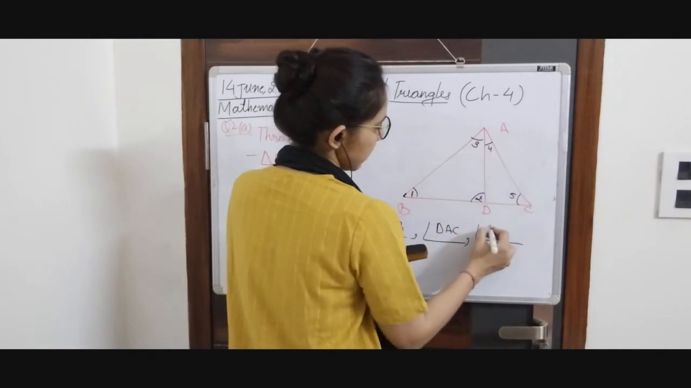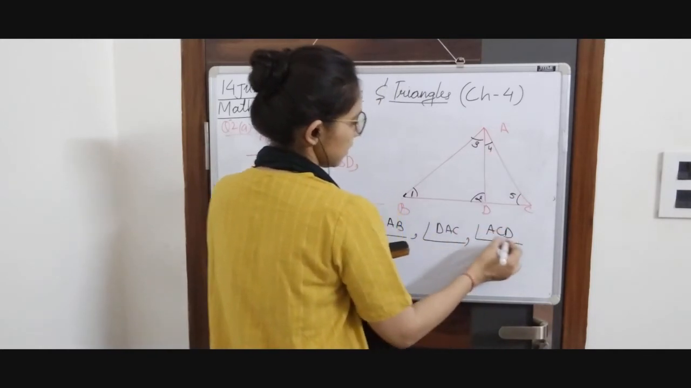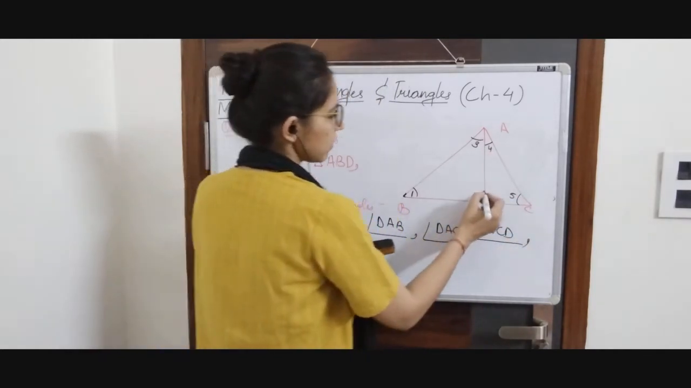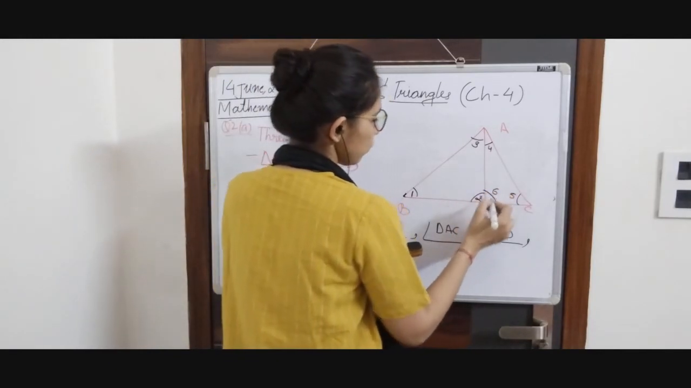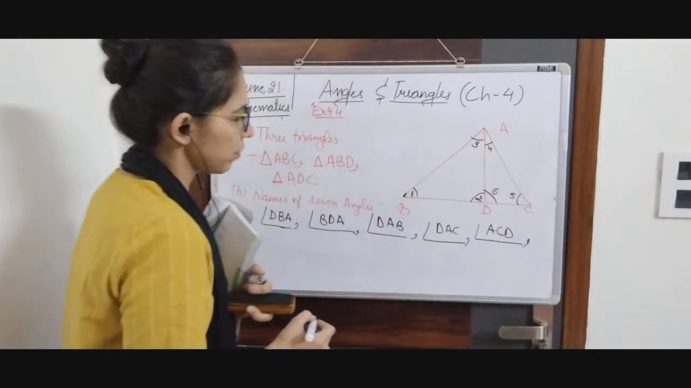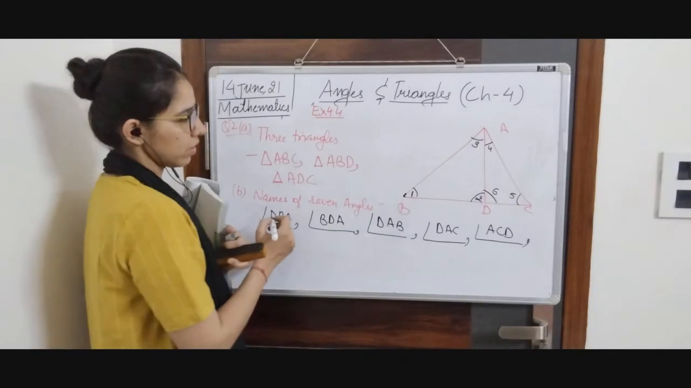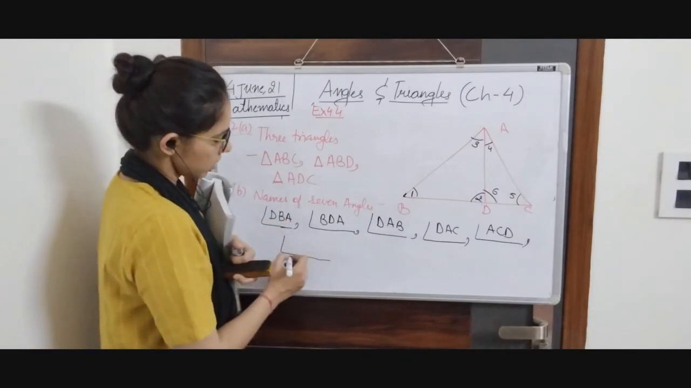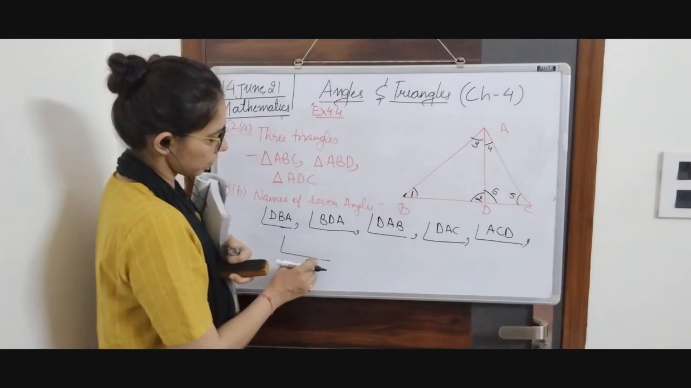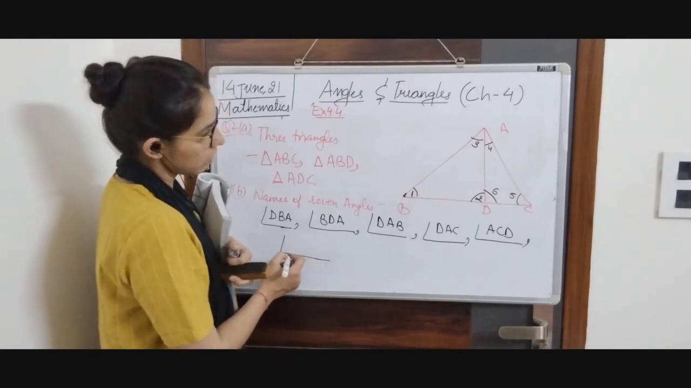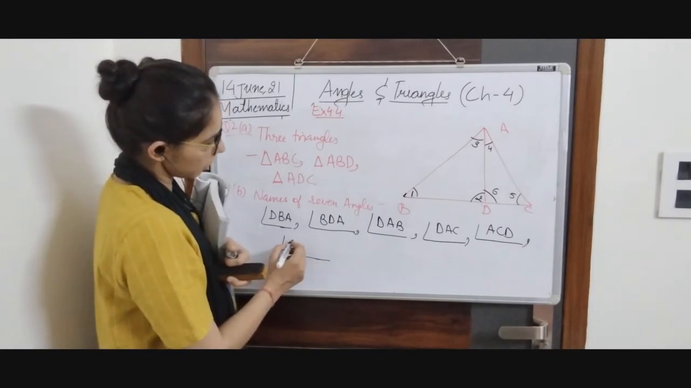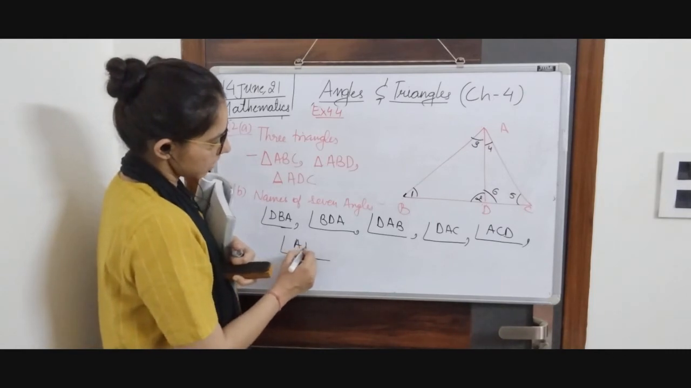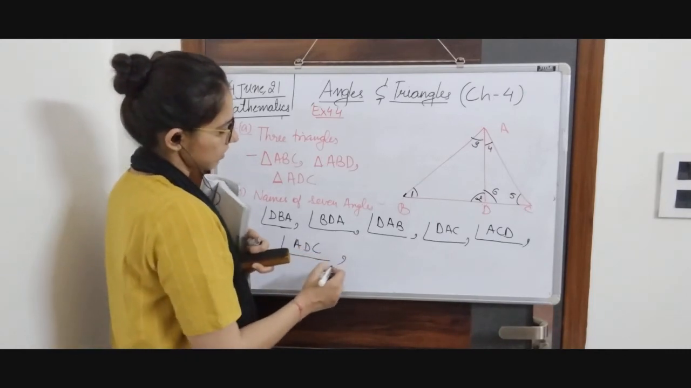Next, the fifth one we are writing is this one. It will be ACD. We are giving numbers so that we won't get confused about which angle represents which in the figures. In the exam, there is no need to represent the angles in the figure by numbers. Sixth one we are writing is ADC.